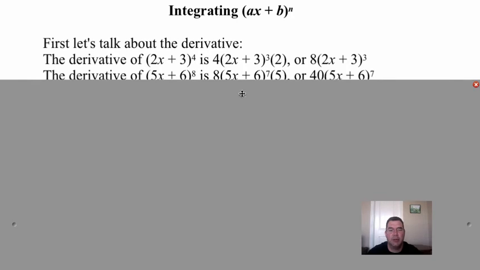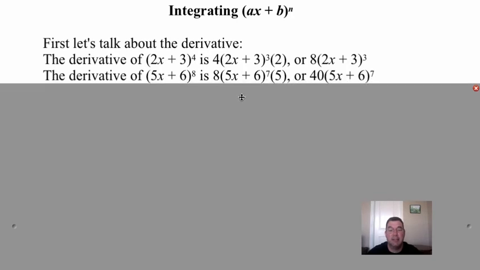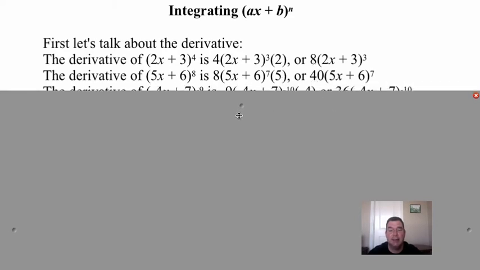Another example, the derivative of (5x + 6)^8 would be 8 times (5x + 6)^7. Then I multiply by the derivative of 5x + 6, which is 5. So the whole thing would be 40 times (5x + 6)^7.